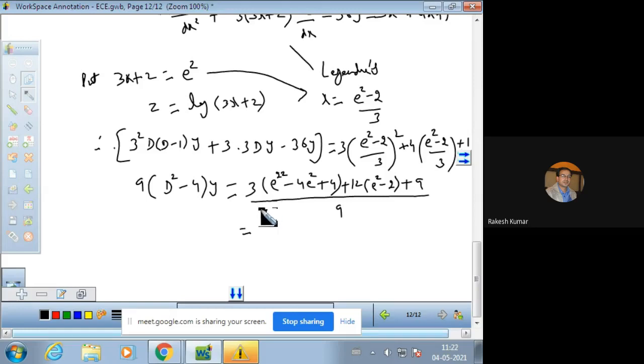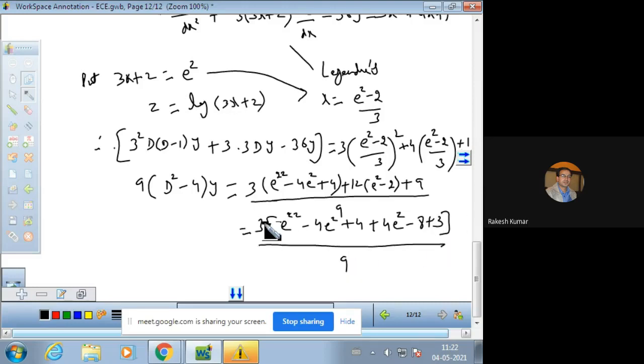1 over this. So the right hand side comes out to be, 3 can be taken common here: e raised to power 2z minus 4 e raised to power z plus 4. 3 is taken common, 4 e raised to power z, and 4 2s are 8 and plus, and that is 3 is left here over 9. So 3 can be cancelled here.